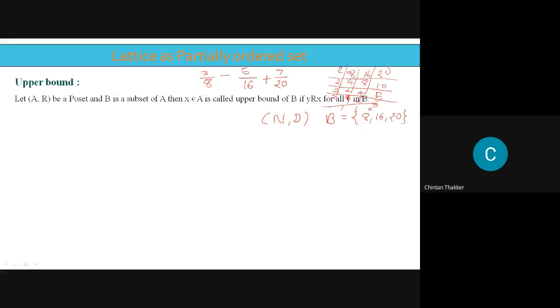Then take the division by 5. So the element is 2 into 2 into 2 into 2, means 16. 16 into 5, 80. So 80 is the LCM. So here the upper bound is 80.